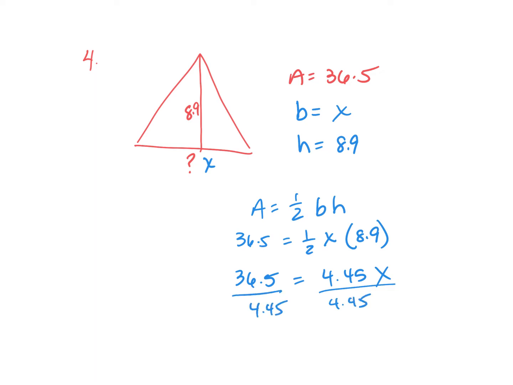And the answer is what? So x is 8.2, and that means the base is 8.2. That's what they're asking for. Sometimes they ask you for a part of the puzzle. They don't ask you for the area. They give you the area. You've got to find the missing piece. You're still going to plug it into the formula and move on, okay?